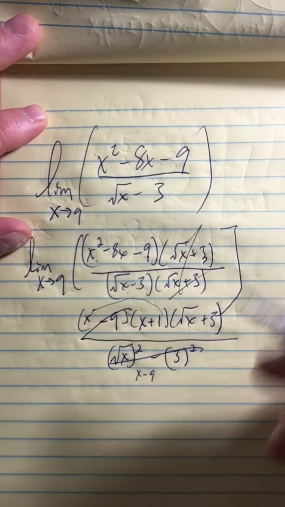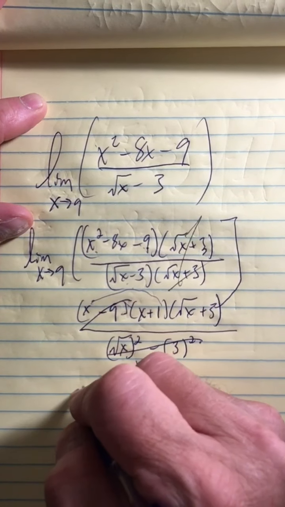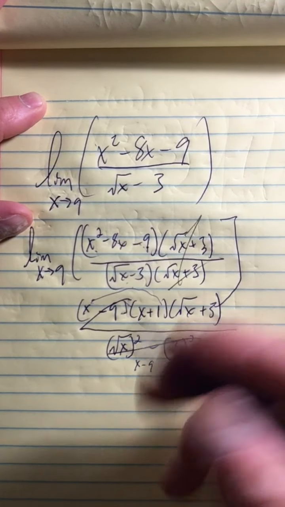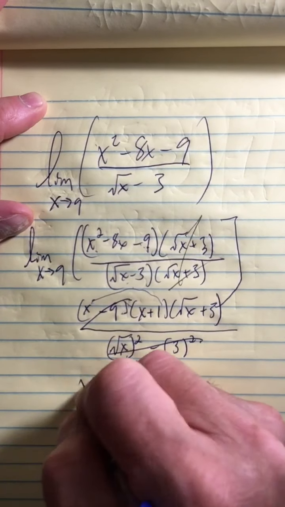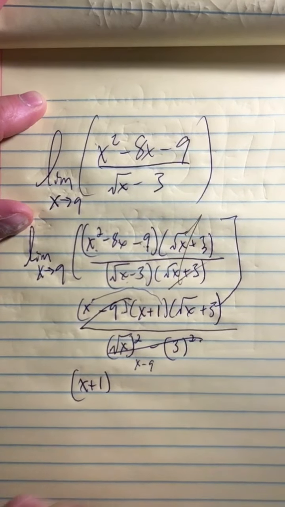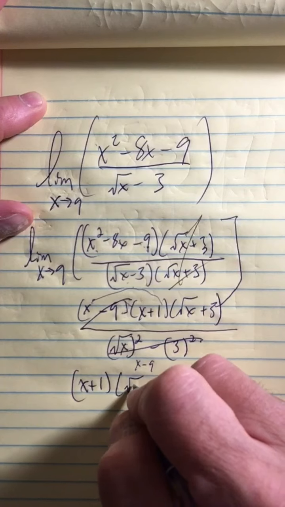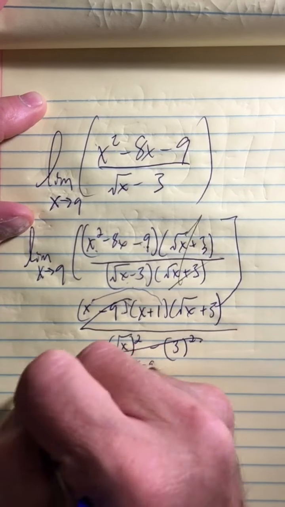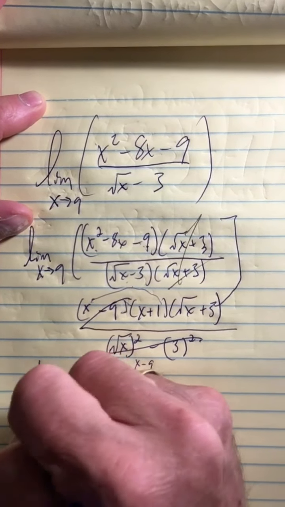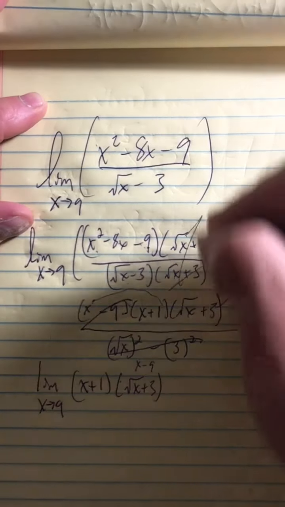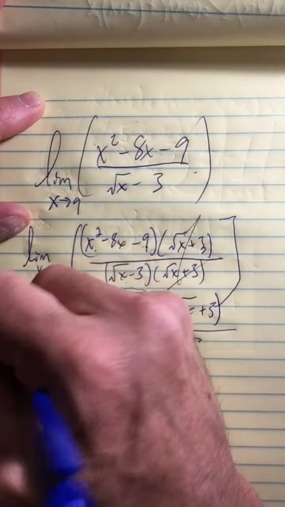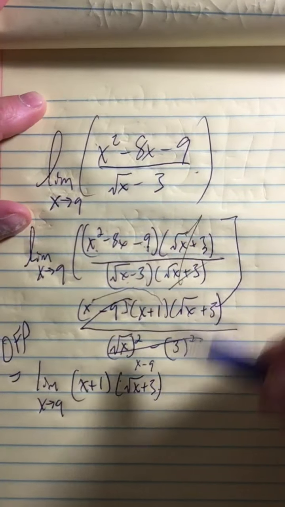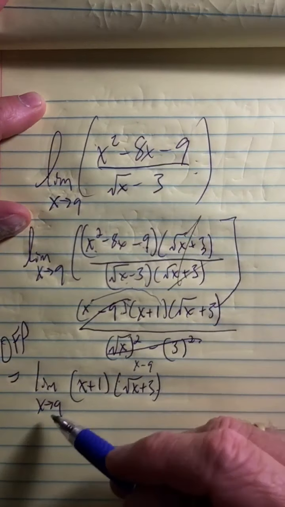You maybe should show more work, but I don't have that much time and space. So I'm just going to let that fly. Y'all should probably show more work. And so what do I have? I have this. And I'm going to say that the limit of this is equal to the limit of that by our favorite property, because this function is equal to that function everywhere but at 9.